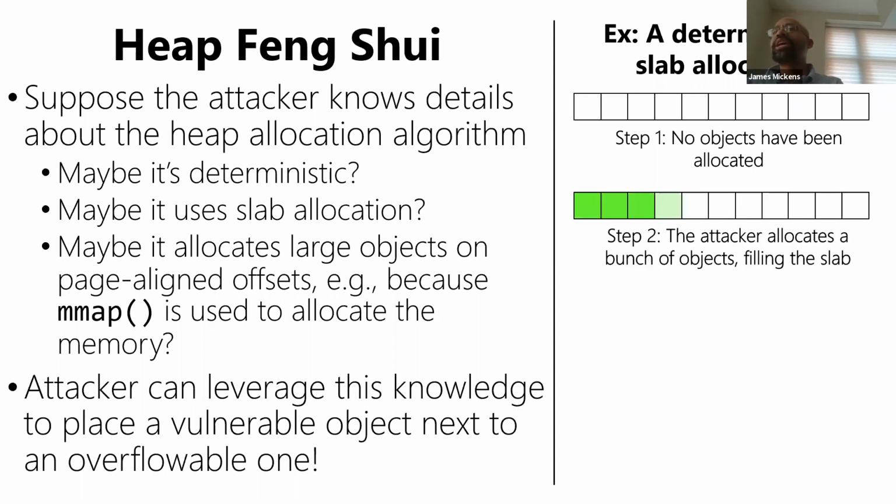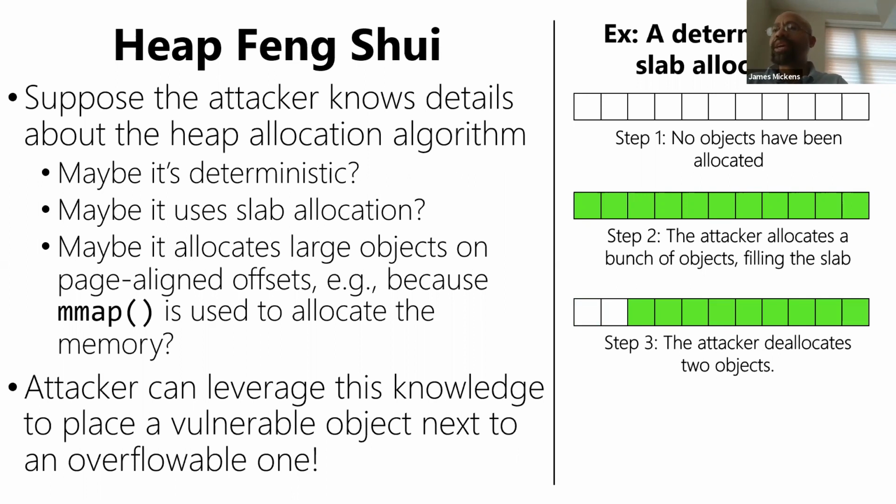Let's imagine that then in step 2, the attacker starts to allocate a bunch of objects, filling up the entire slab. So how might the attacker be able to get this power to fill up the slab? Well, for example, think of a web browser loading a malicious page. That malicious page contains JavaScript that the attacker defines. So the attacker can just declare a bunch of new JavaScript objects and fill up memory.